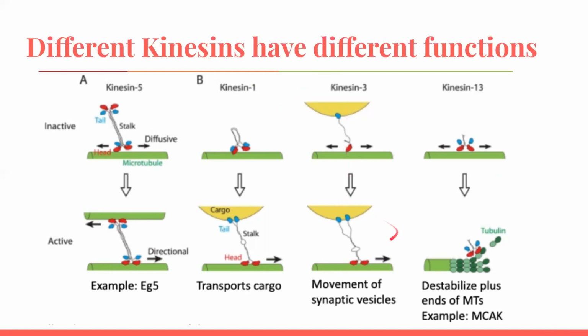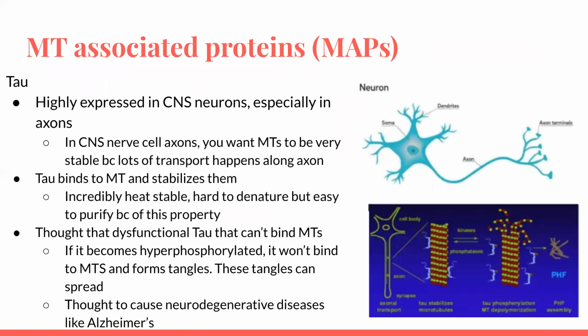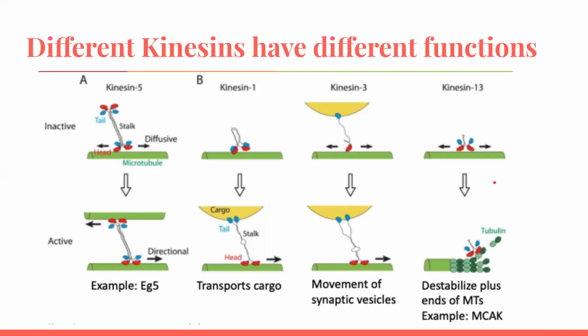And then kinesin 13, also a dimer. They don't use their motor domains to walk along the microtubule like kinesin 1 and 3. Instead, they diffuse laterally along the microtubules until they reach the end of it. This is where their ATPase domain is activated, and they use their ATPase activity to depolymerize microtubules. So you can see here it is destabilizing the plus end of microtubules. So this tubulin is peeling away.